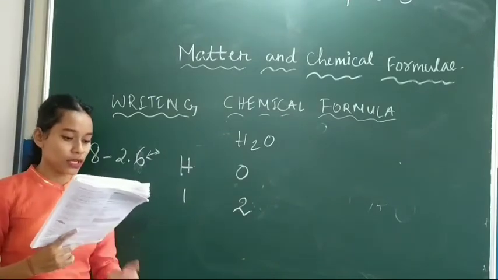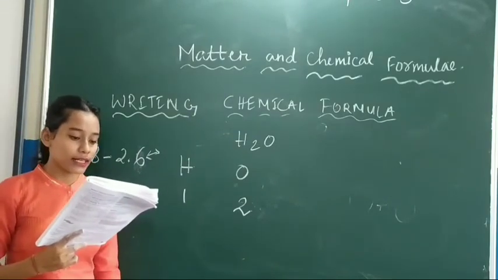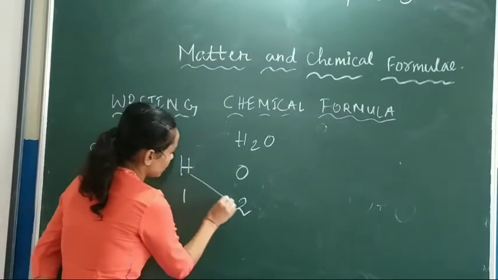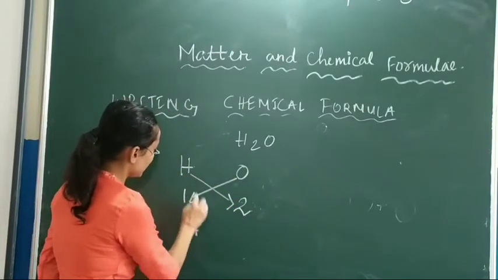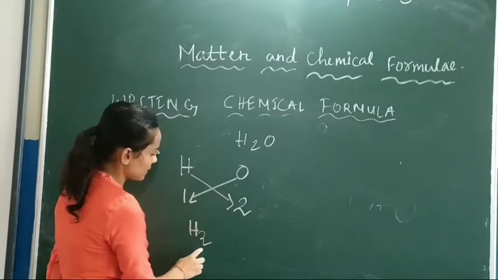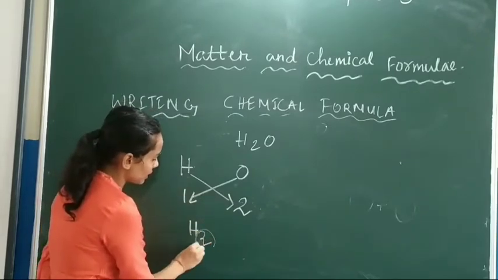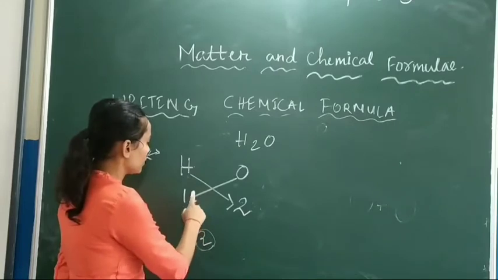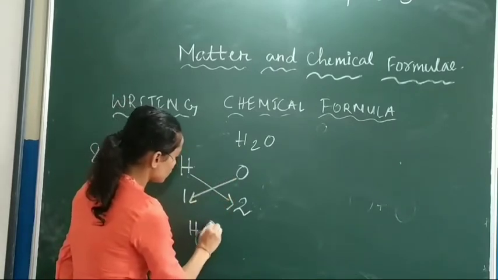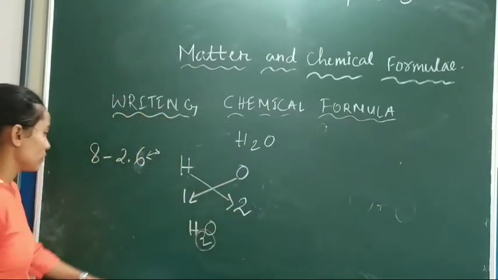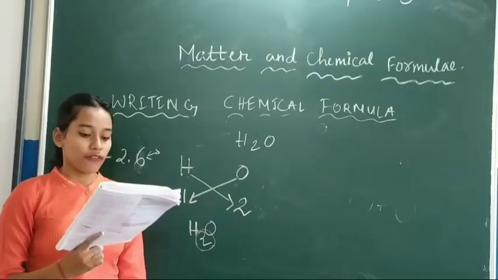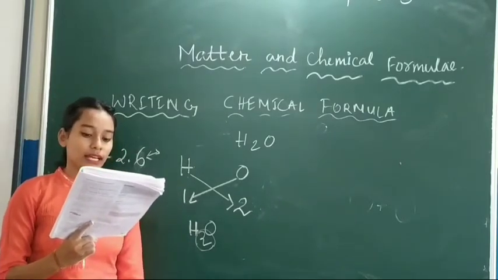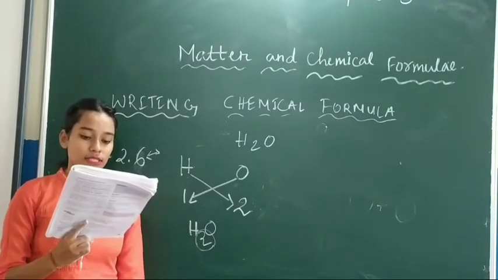Now, cross the valencies and write them as subscripts. So it will become what? H2. Subscript means the number which you write below the elements. Oxygen has only 1, so we don't need to write 1 there. So it will form what? H2O.